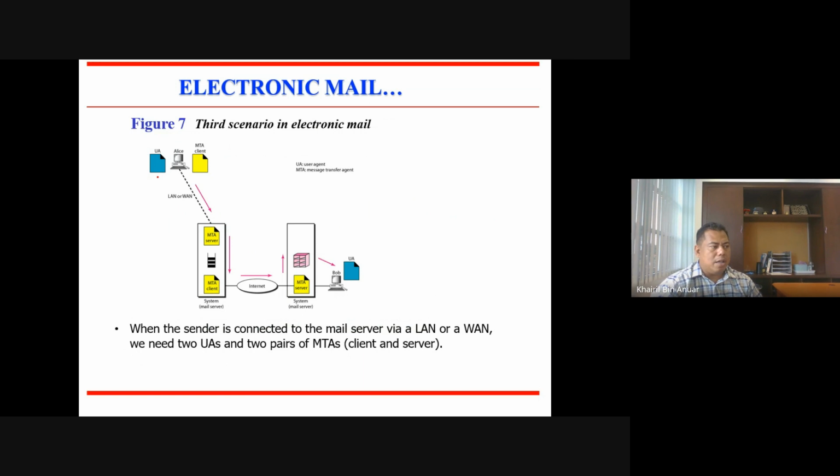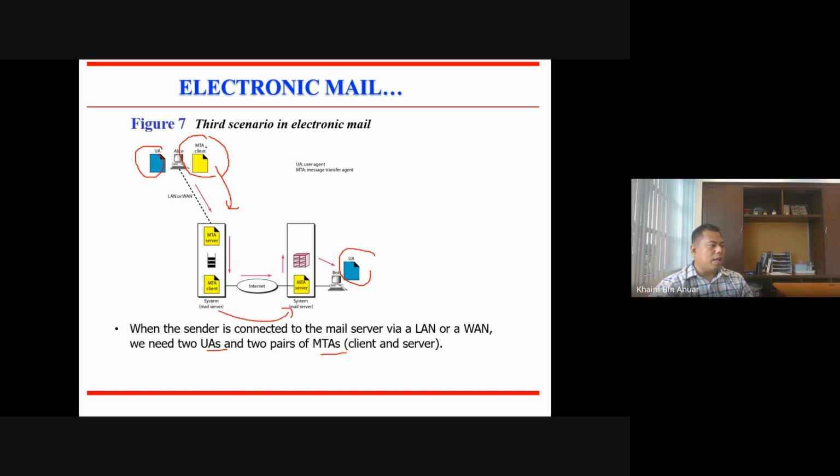But for the third scenario, you are on a different network, the email server is on a different network, and the recipient mail server is also on a different network. So there are three different networks over here. When the sender is connected to the mail server via a LAN or WAN, you need two UAs and two pairs of MTA. So no changes, meaning that you still need two UAs, and then you need this MTA client that connects to this mail server. And between here and here you have to have this.